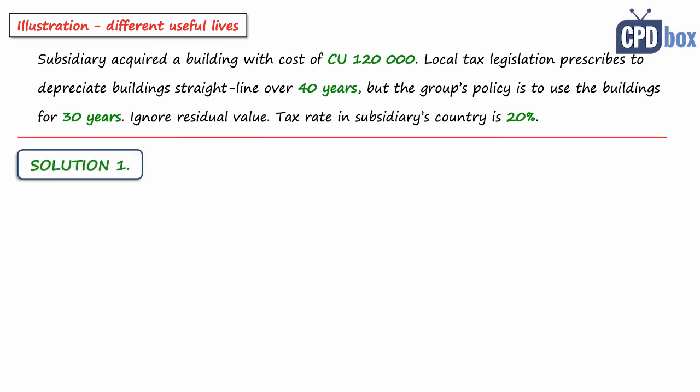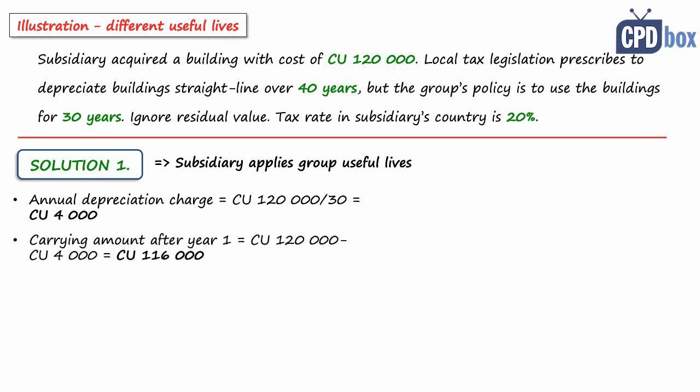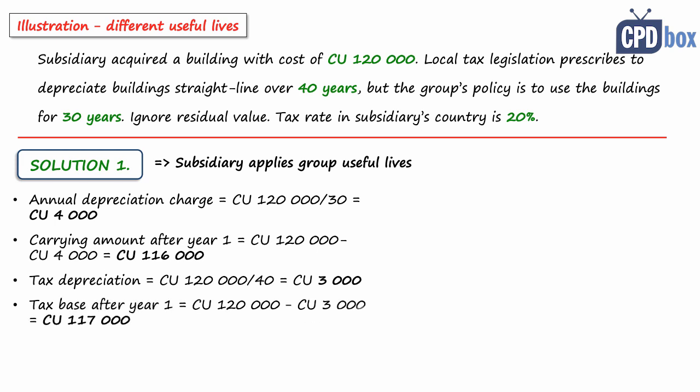So the first approach is that the subsidiary depreciates the building over 30 years exactly as its parent. So total annual depreciation is then a cost of 120,000 divided by 30, which is 4,000 currency units. The carrying amount at the end of year 1 is therefore 120,000 less 4,000, which is 116,000. But for tax purposes, it's possible to deduct 120,000 divided by 40, which is 3,000. And the tax base at the end of year 1 is 120,000 less 3,000, which is 117,000.